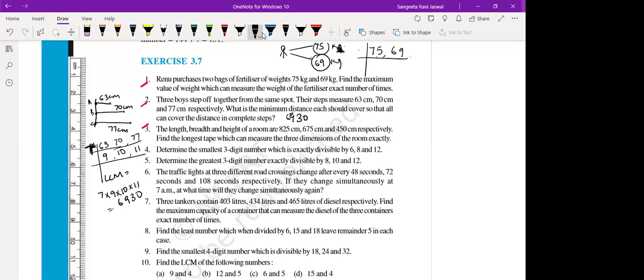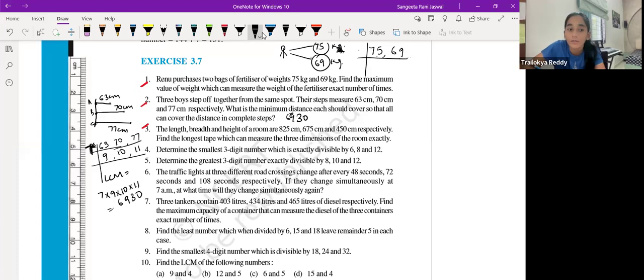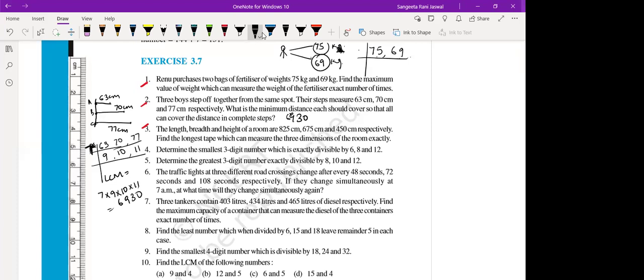So what will you do? Ma'am, HCF. A room which has these dimensions, you have to find the longest tape which can measure these three dimensions exactly. So that will be the HCF. You understood why HCF? It's very clearly written here. So quickly find the HCF.